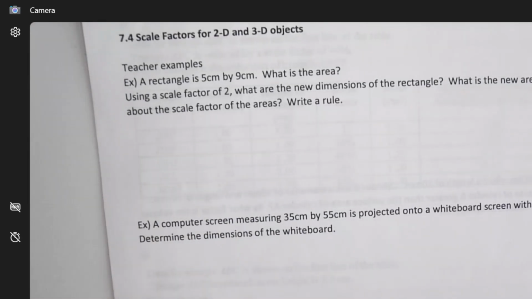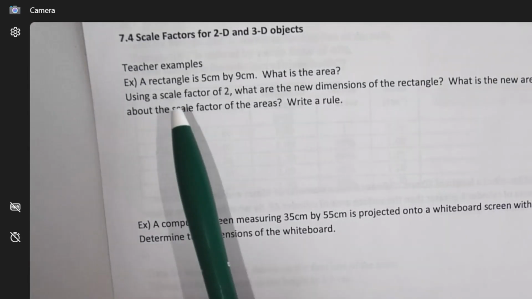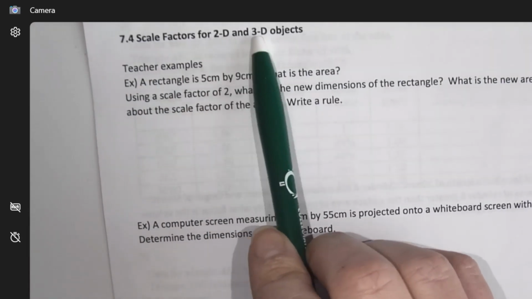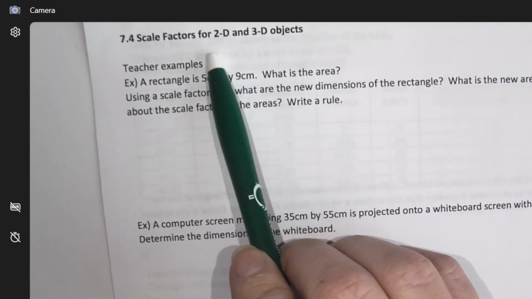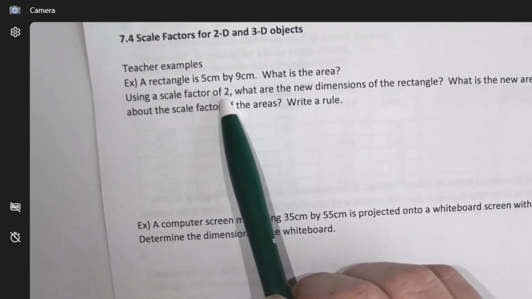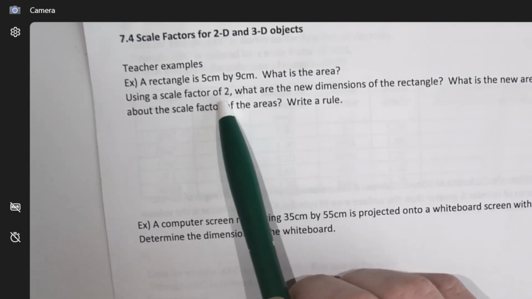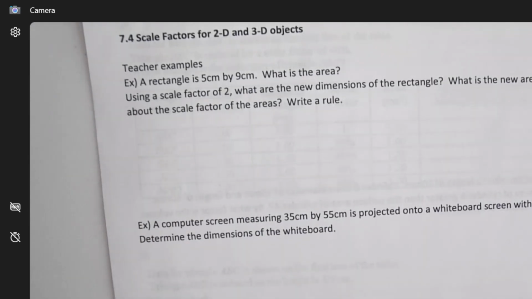Okay, so in this first example, using scale factors for two-dimensional and three-dimensional objects, we're looking at a rectangle. So it's a two-dimensional object. Does that make sense? It's a square on a paper, a rectangle on a paper, that's two-dimensional. What makes something three-dimensional? Like if you can hold the object, right? And there's three dimensions to it.